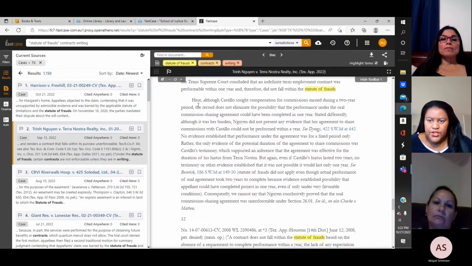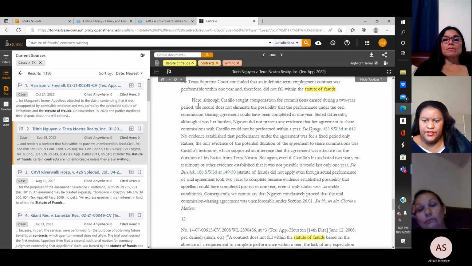"Although Castillo sought compensation for commissions earned during a 2-year period, the record does not eliminate the possibility that performance could have been completed within a year. [She] did not present any evidence that her agreement to share commissions could not be performed within a year. No evidence established that performance under the agreement was for a fixed time period. Rather, the only evidence of the potential duration of the agreement to share commissions was Castillo's testimony, which supported an inference that the agreement was effective for the duration of his hiatus."